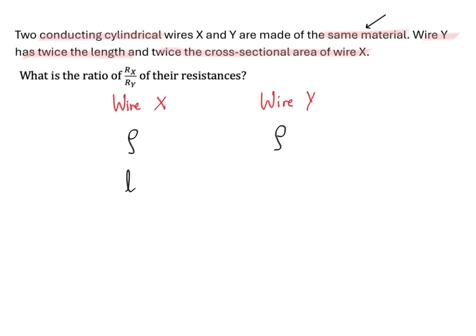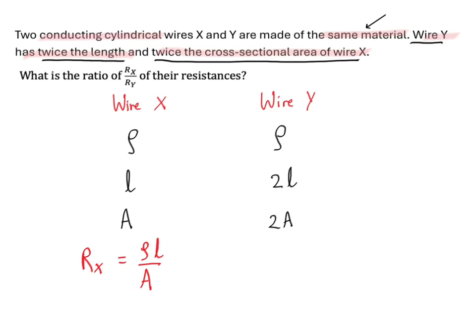If we say that the length of wire X is L, wire Y will be 2L because it's twice the length of X. If the area of cross section of wire X is A, then the area of cross section for Y should be 2A because it's twice the cross sectional area of wire X.